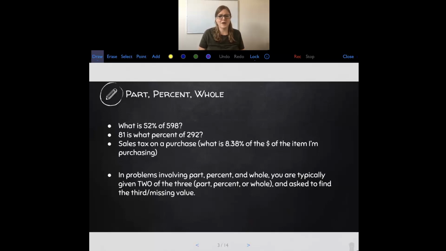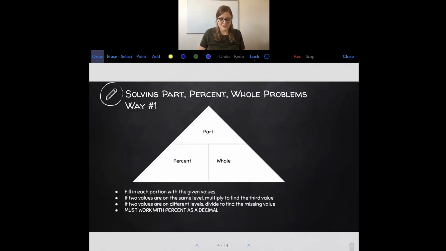So again, in problems involving part, percent, and whole, you're typically given 2 of the 3, and you're asked to find the third or the missing value. So there's 2 strategies that I'll go over in order to calculate these types of problems, and then we'll do some examples. The first way is to use this triangle, the part, percent, whole triangle.